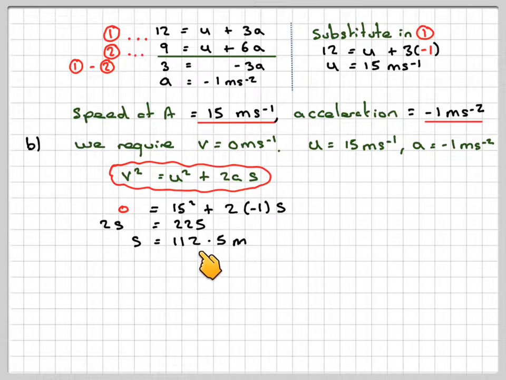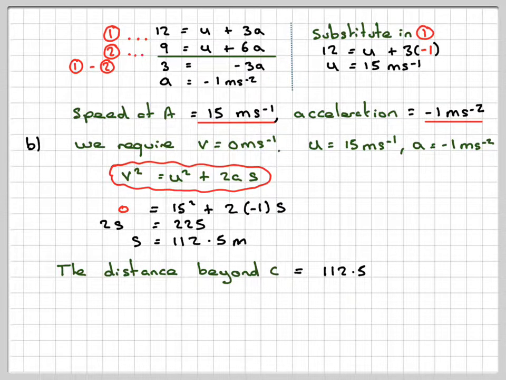112.5 metres. But that tells me the distance where it stops from A. I need to know how far it goes past C. So the distance beyond C will be 112.5 minus the 72 minus the 36, which gives me 4.5 metres.